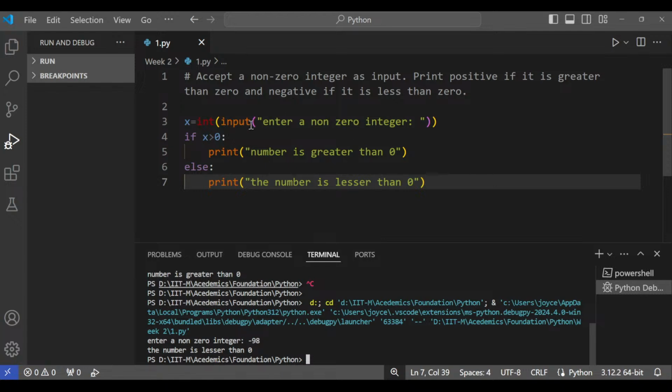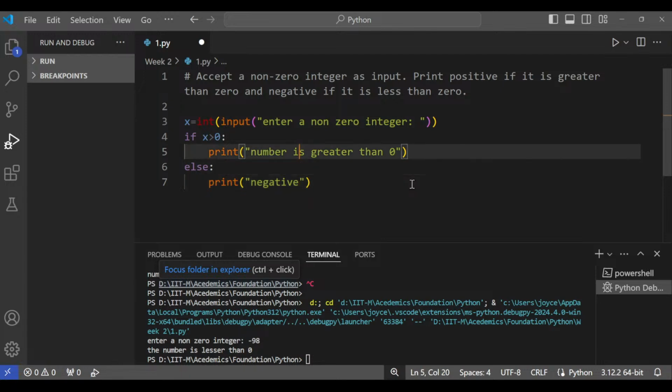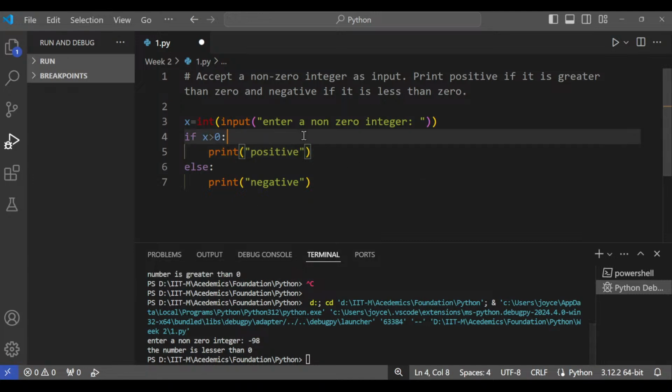Okay, it has asked us to print specifically negative and positive. So here I just need to put negative, and similarly here I need to put positive. It is always better to stick to what is asked in a question and not go beyond that, except in certain scenarios.